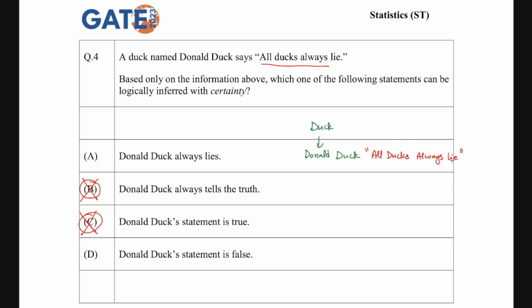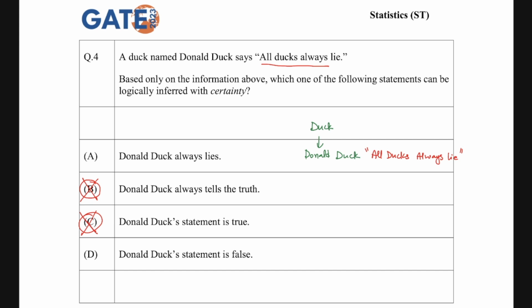Now if we are considering this as a lie, what is the correct thing? If the lie is that all the ducks always lie, that all the ducks speak lies always, they don't say the correct thing, then whatever Donald Duck has said becomes correct. It becomes true. So what we have considered initially, that Donald Duck always lies, again is opposite of what we are getting.